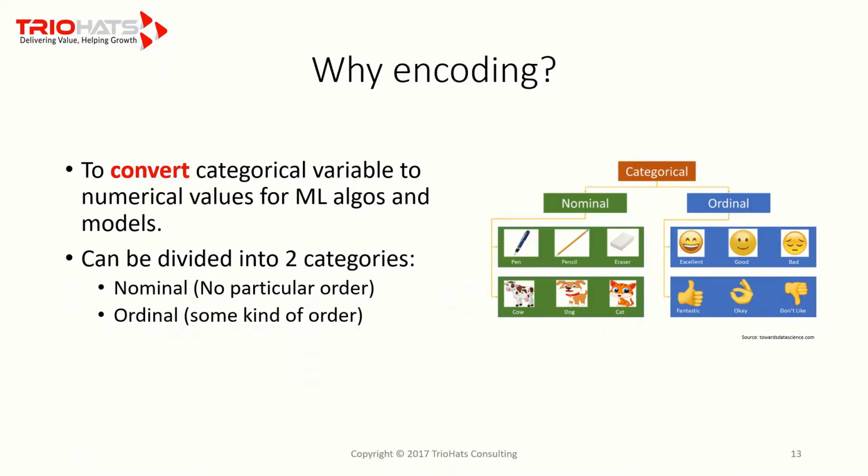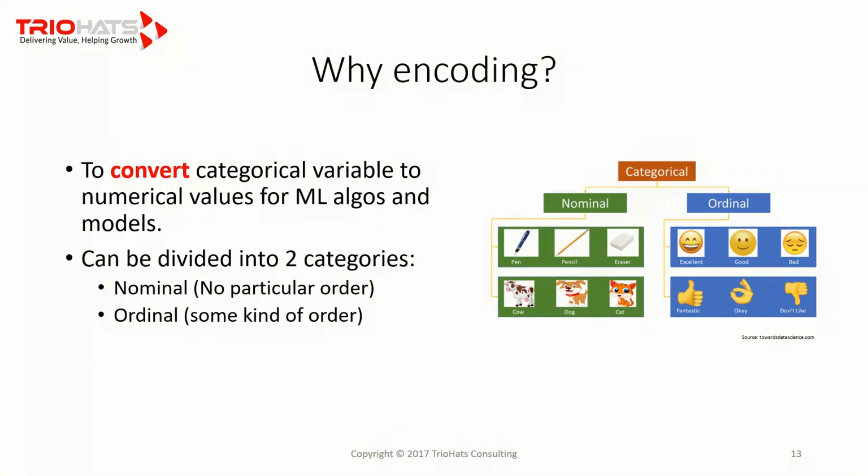Now the next process is encoding. So why do you need encoding? First of all, encoding means to convert categories into numbers for the ML algorithms and models, because machines cannot understand categories, right? They can only understand numbers.